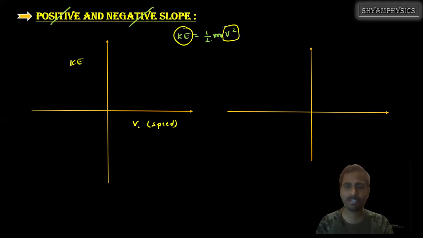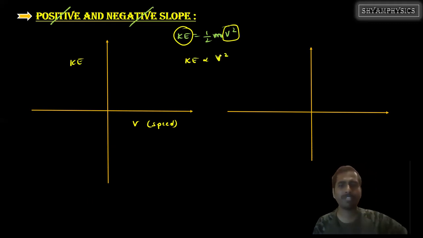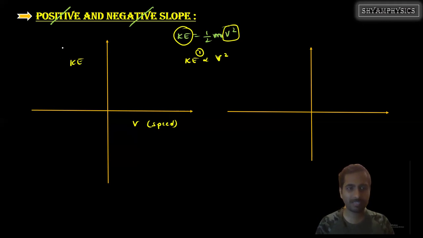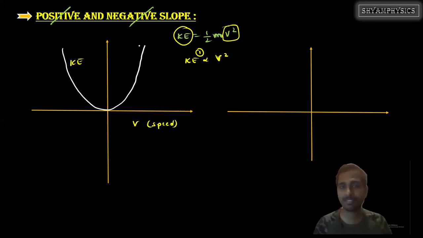Okay, graph. Now tell me how the graph will come. Kinetic energy is proportional to v square, so it looks like a parabolic equation. Where there is a power of 1, towards that side the graph has to open. The graph nature will look like this. Correct? Absolutely correct.